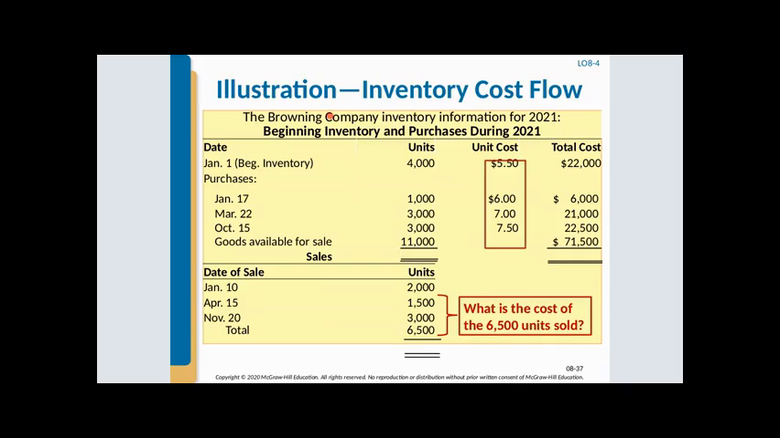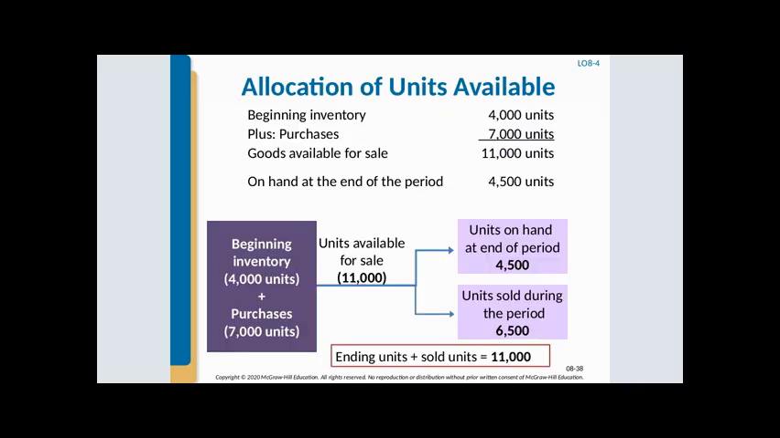And so we have different methods to allocate the cost to the units that are sold and the units that remain in inventory. I'm sure you guys are familiar with these, if you remember BA 200. I know it's been a while.